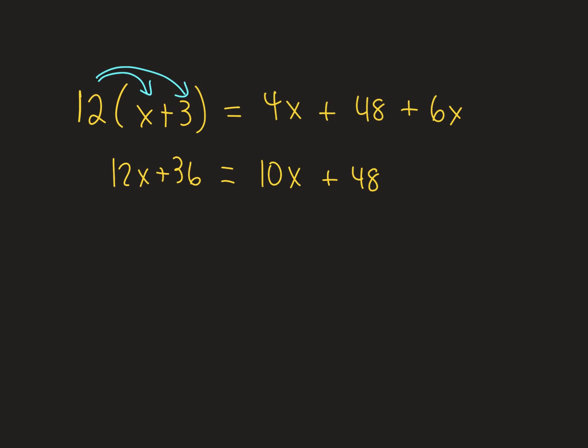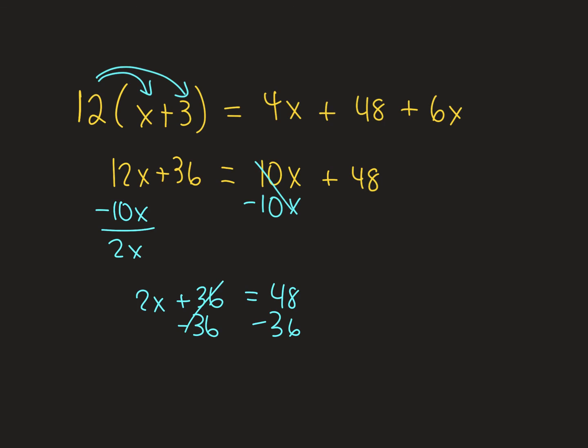All right, now we're ready to sing the silly song. I like getting rid of this one first. So there I go, and I get 2x. 2x plus 36 is equal to 48. Then I like subtracting by 36. And that becomes 12. 2x equals 12, so x is 6.